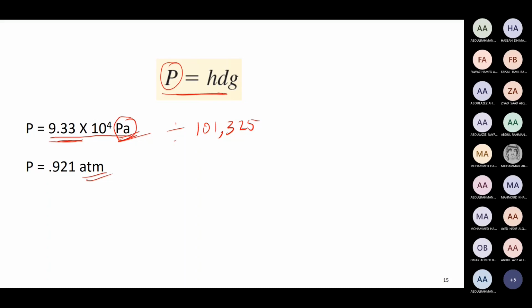Is this also clear? Should we memorize it? No, don't. I don't know it. You can see I forgot it, but I know it's 101, but I don't know exactly. Don't memorize this number. Know how to transfer from Pascal to atmosphere. That's all.